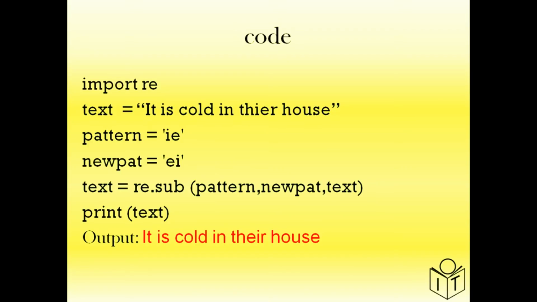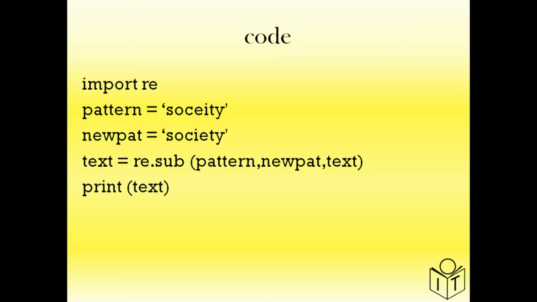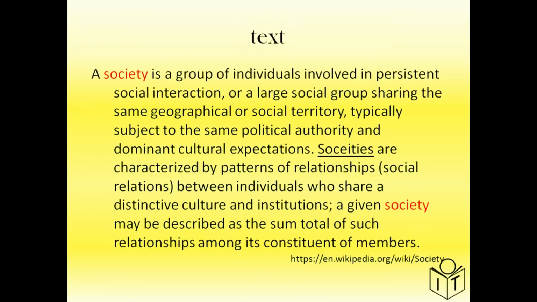So here's another example. We've got quite a lot of text here, but don't worry about that too much. We've got the word society, and society is another word misspelt quite often with the E and the I the wrong way around. It should be IE. So here we have the pattern, which is the incorrect spelling, and then the new pattern is the correct spelling, and we change that using re.sub. Now if we look at our text again, I've highlighted society in red, which was correctly changed. But societies, the plural, was not changed. You can see that underlined.